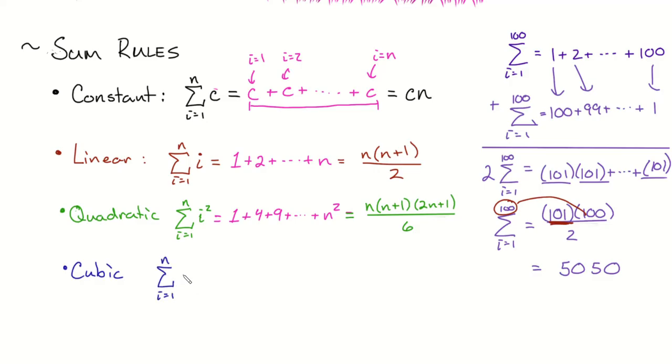What needs to go here if we're doing cubics? i cubed. Now, I'm not going to write this one out, but this is 1 plus 8 plus 27 plus 64. They're just the cubes. Turns out this one gets brackets. We have n times n plus 1 all over 2. And my brackets were simply there so I could square it.